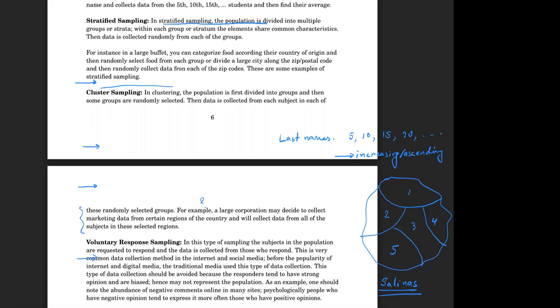But in clustering, you collect data from a group, from all of them. So you randomly select, let's say, zip code 3, and then you collect data. So that's what this one is.